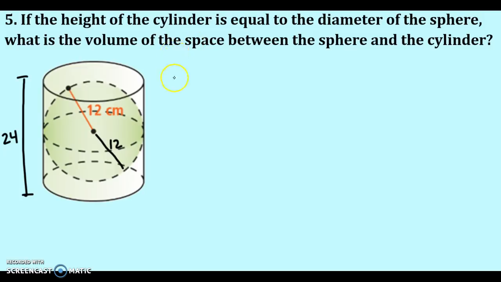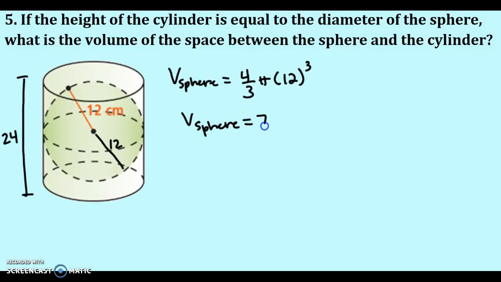So what we're going to do is first we're going to find the volume of the sphere. That's going to be 4/3 pi times 12, because that's my radius, to the third. And when I calculate that out, I'm going to get a volume of 7,238.2. So again, make sure that you're plugging this in your calculator so you know you're getting the same values.